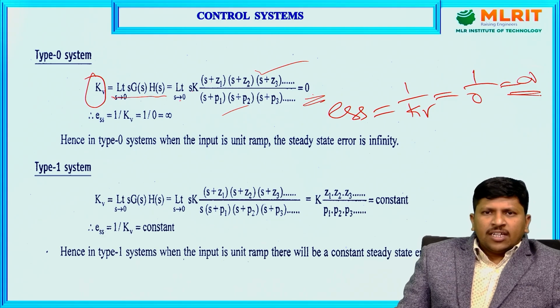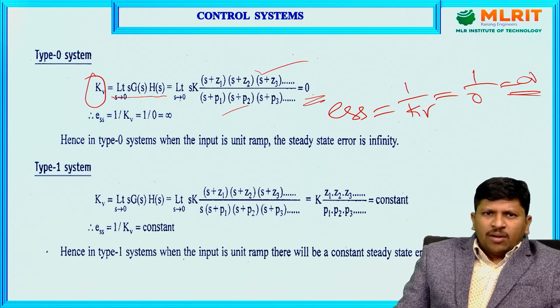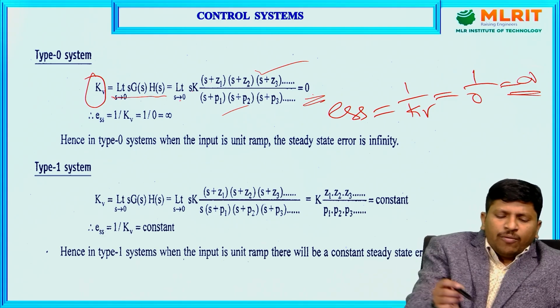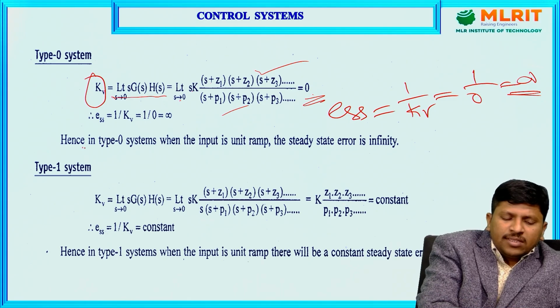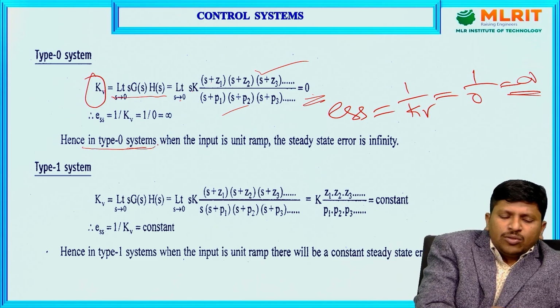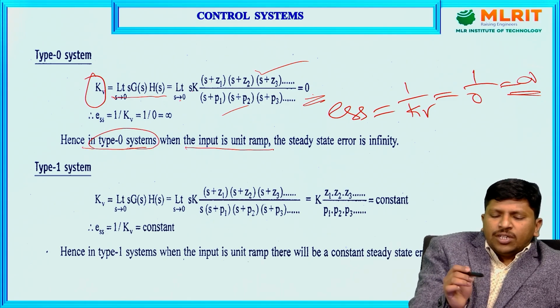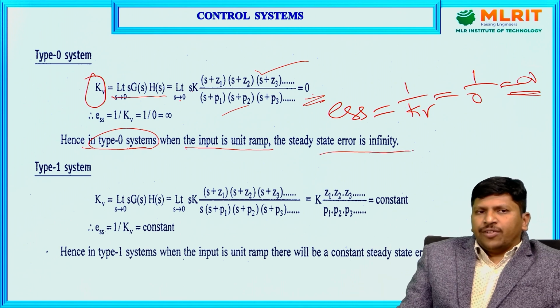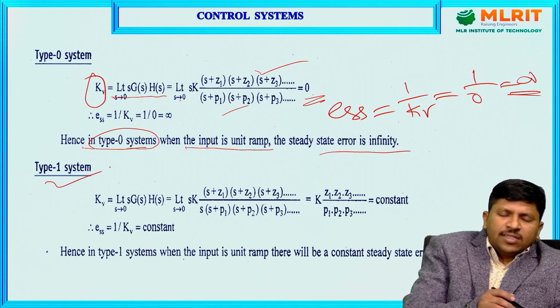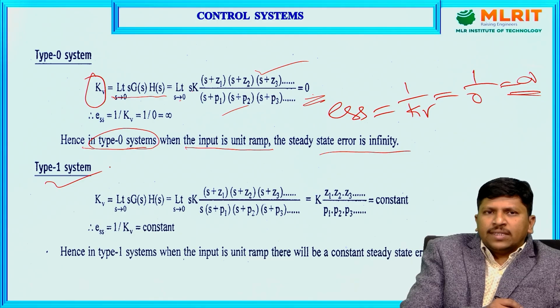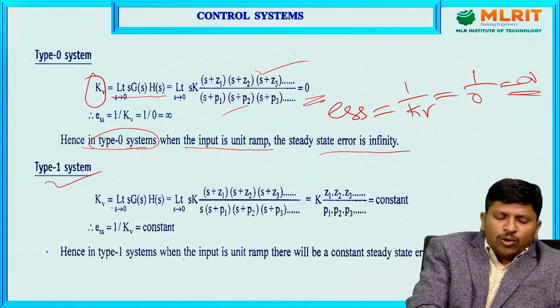So the steady state error is infinity for a type 0 system with a unit ramp signal. Observe: hence, in a type 0 system, when the input is a unit ramp, the steady state error is infinity. Coming to the type 1 system, one pole is present at the origin.